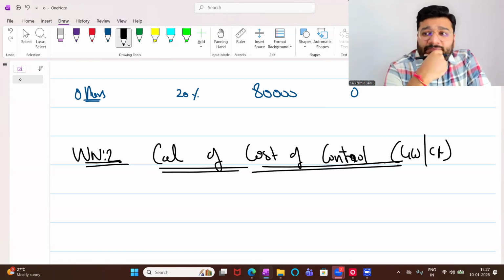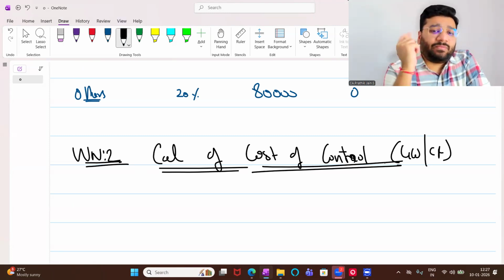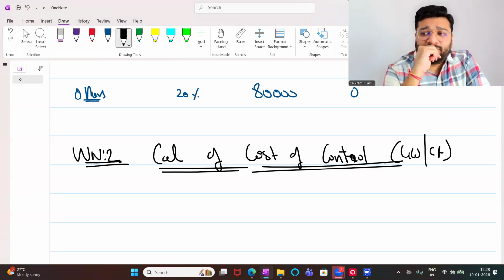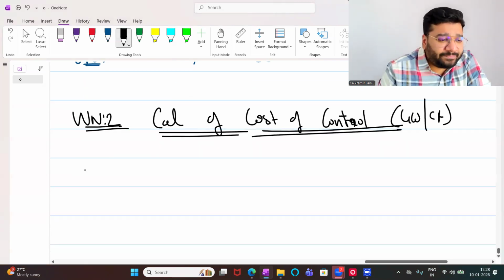Working note now is calculation of cost of control, which is either goodwill or capital reserve. For me to calculate goodwill or capital reserve, I need two items. Are you sure? Shall I lock it? Yes. Which two items? Investment and net assets. Wonderful. Format, please.